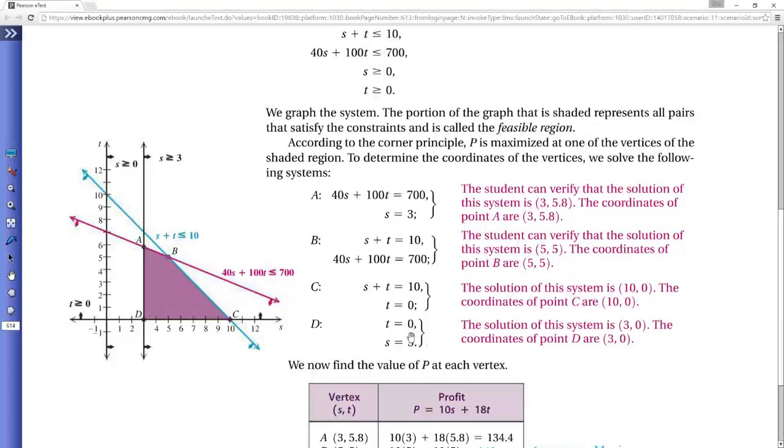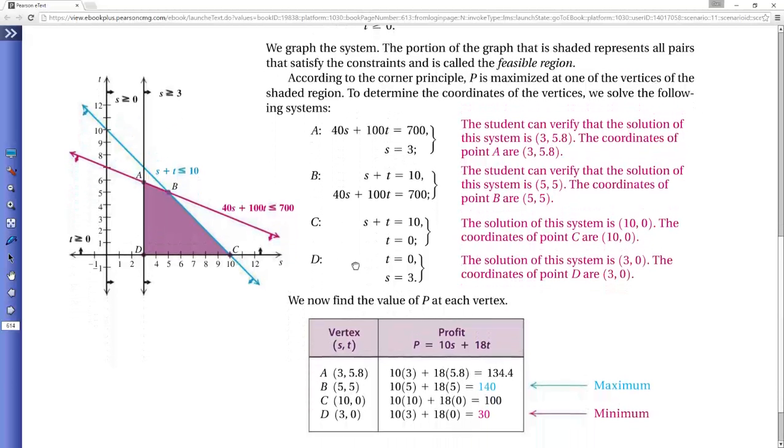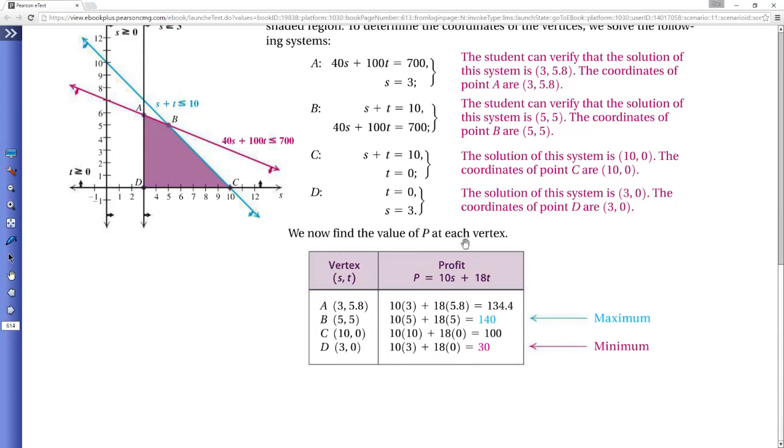And for D, we get the intersection between t equals 0 and s equals 3. We end up with this point D right here, which is (3, 0). Now we find the value of p at each vertex. So we get these ordered pairs, or these intersections.